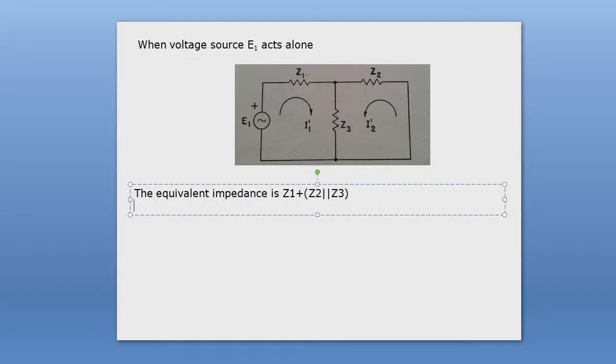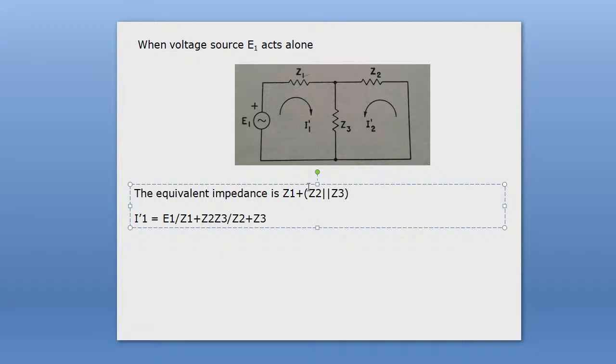Okay, so therefore we can write the I1 current, that means input side I1 prime, equal to E1 divided by Z1 plus Z2 into Z3 divided by Z2 plus Z3.